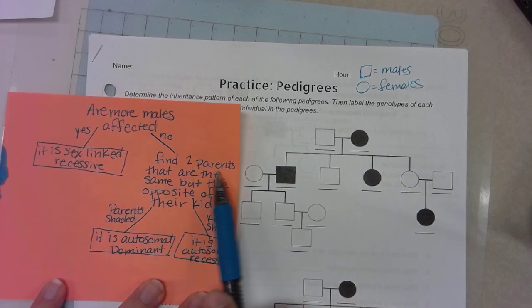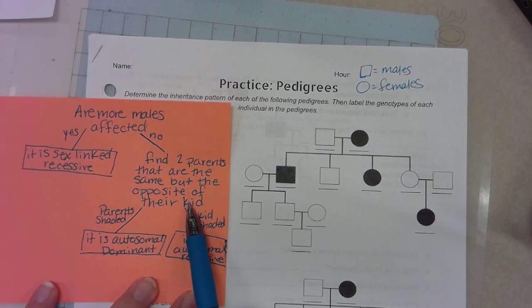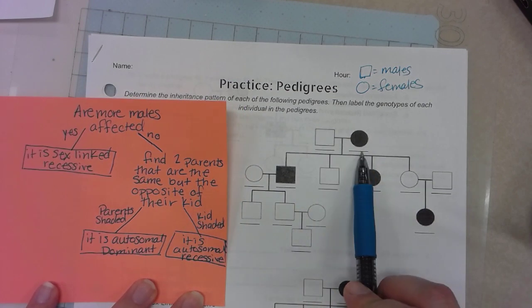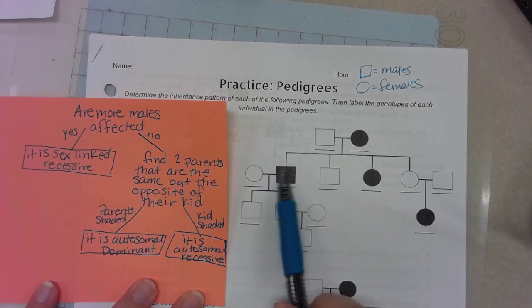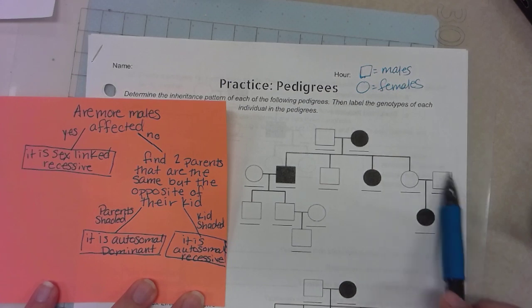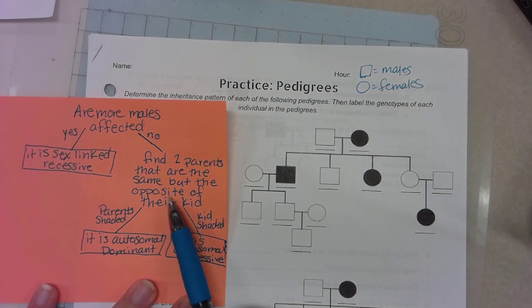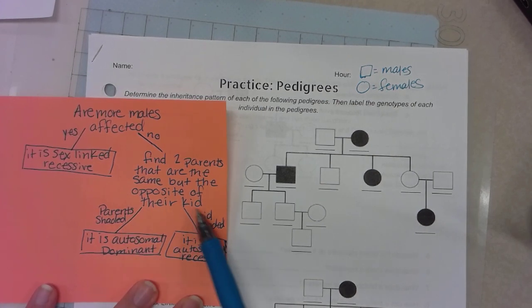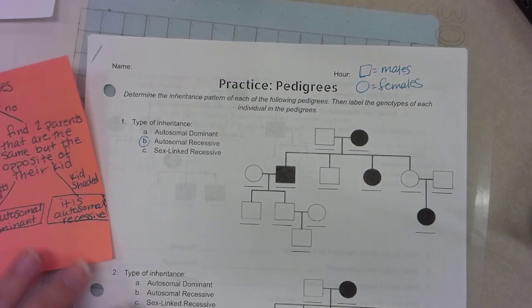So it tells us find 2 parents that are the same shade, but the opposite of their kid. So our first set of parents up here, they are not the same, so we cannot use them. Our second set, again, are not the same, so we cannot use them. But over here, we have 2 parents that are unshaded and 1 kid that is shaded. So it is not parents are shaded, the kid is shaded, which means that it is going to be autosomal recessive. So we're going to circle B, autosomal recessive.